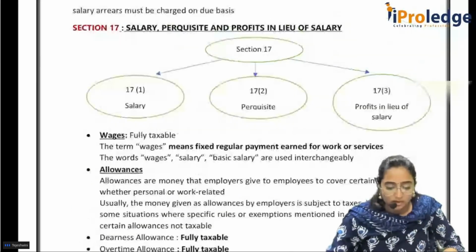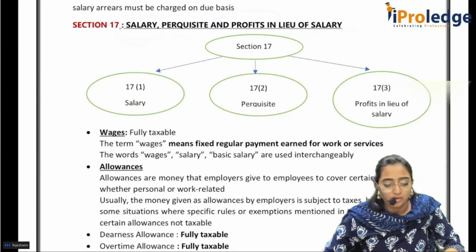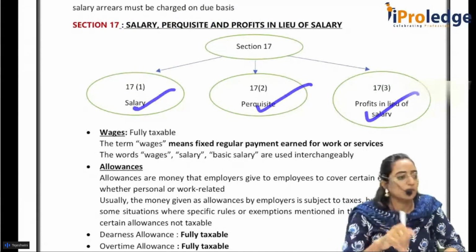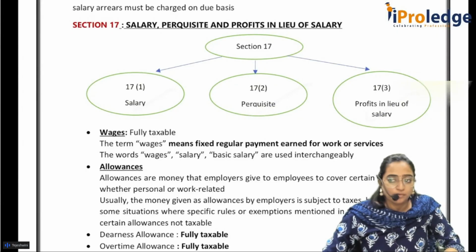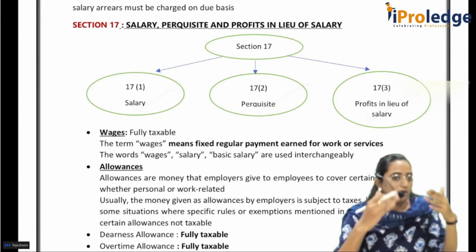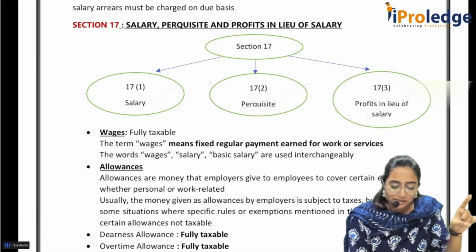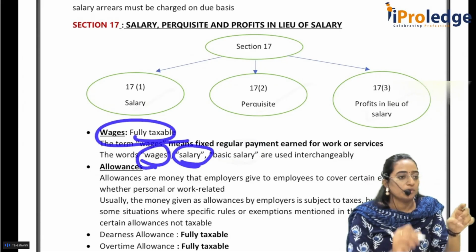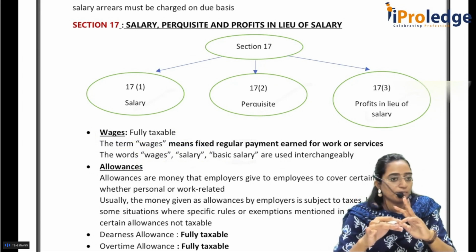Now, salary, perquisite and profits in lieu of salary. That is section 17 subsection 1 salary, 17 subsection 2 perquisite, 17 subsection 3 profits in lieu of salary. When it comes to the salary point, first of all, salary has various components: basic salary, your DA allowance, your bonus, commission, etc. You have something called basic salary, and that basic salary can be used interchangeably as salary, wages, for that matter.